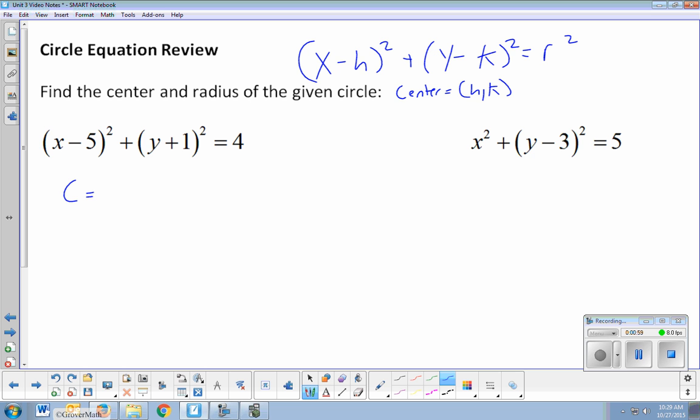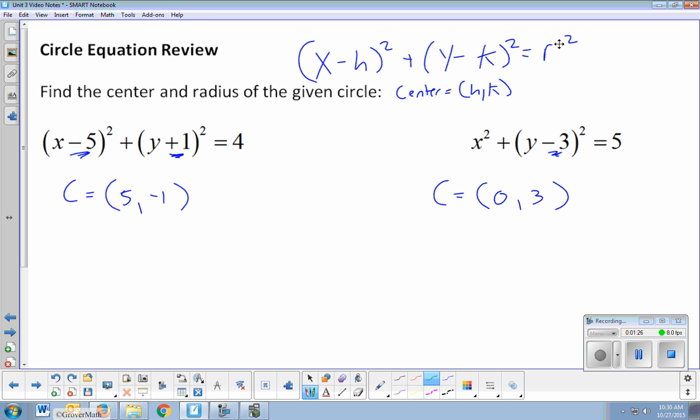Like for this first example, because I see x minus 5 and y plus 1, that means the center coordinate is positive 5, not negative 5, and negative 1, not positive 1. And over here, this x squared doesn't have a number, so what number represents nothing? 0. And y minus 3 means it's going to be positive 3. So that's how we get the center.